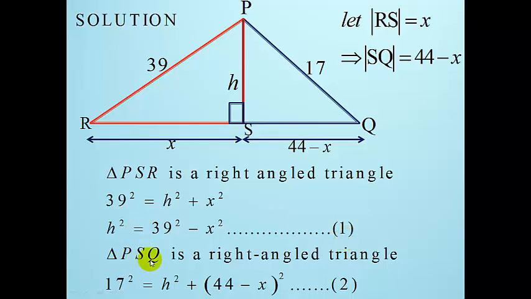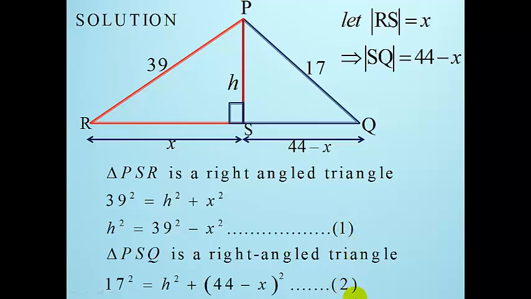Now, triangle PSQ is also a right angle triangle. And we know that the longest side is 17. From Pythagoras theorem, the square of the longest side is equal to the sum of the squares of the other two sides. And therefore, 17 squared is equal to h squared plus (44 minus x) squared. So we have 17 squared is equal to h squared plus (44 minus x) all squared. Let this be our equation 2.